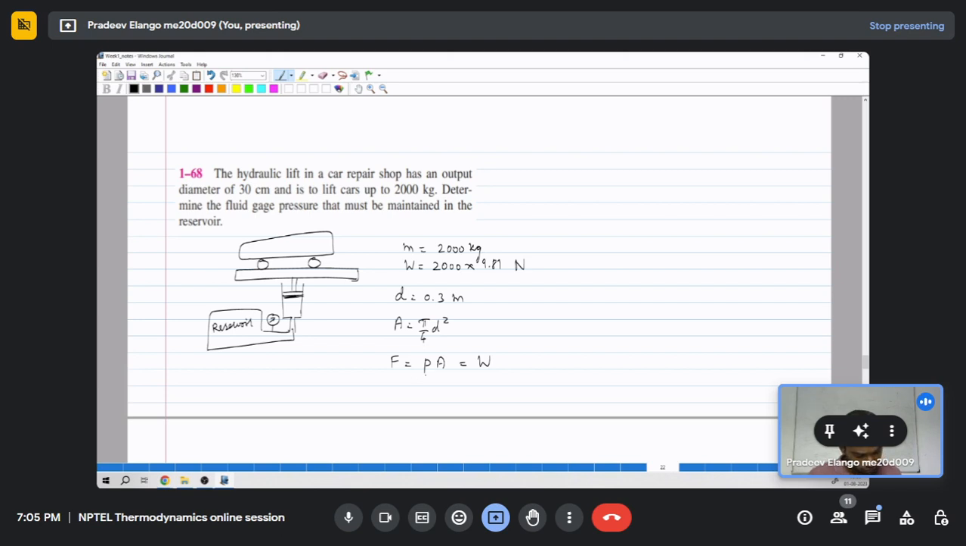So now we have to calculate the pressure. So we can write pressure as weight by area, and weight is 2000 into 9.81, by area, which is pi by 4 d square, which is pi by 4 into 0.3 square. Can you find what is the pressure?